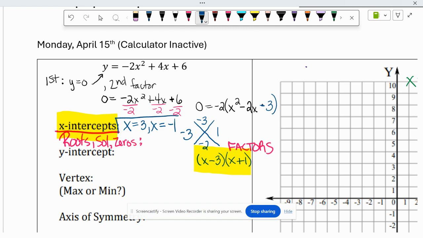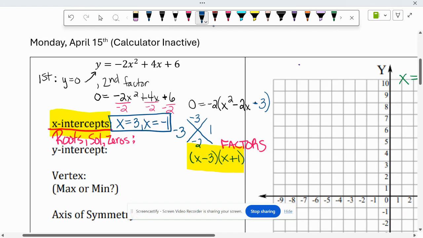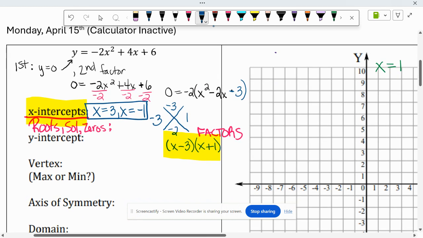What are these two numbers telling me about my graph? Yeah, this is where I cross the x-axis. I cross at negative 1 and I cross at positive 3. Perfect. I'm going to just put those points there.